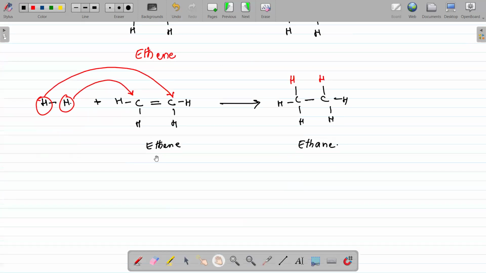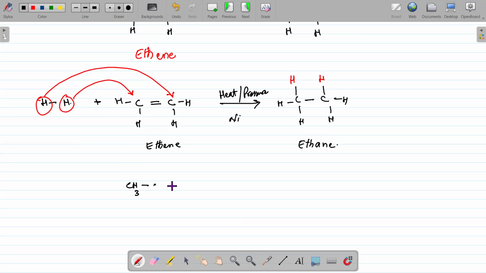So this reaction is actually carried out in the presence of heat. Remember, the conditions are very important: heat, pressure, and also the nickel catalyst. So I have given one of the examples. Let's take another example. I'm drawing their structural formula now.